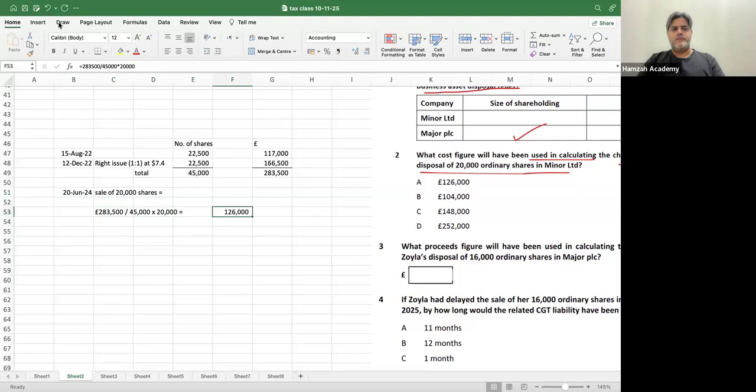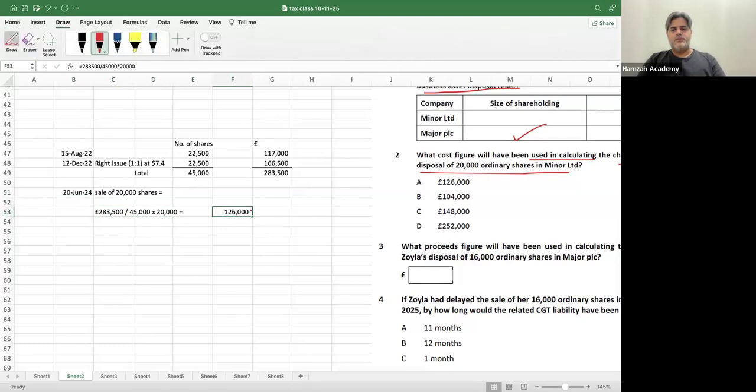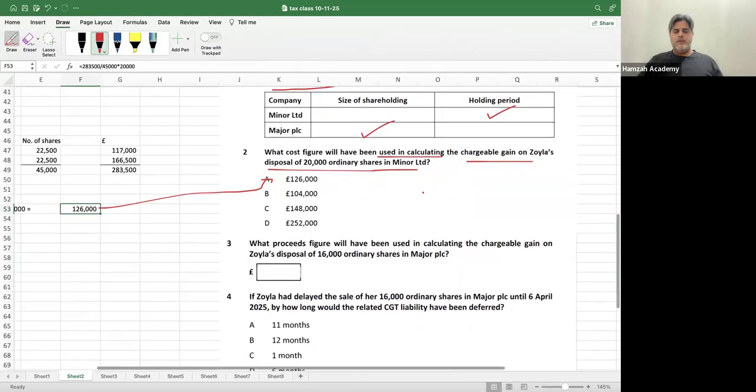126,000 over here. So this 126,000 is going to be my base cost over here, right? Okay. Point number three. What proceeds figure will have been used in calculating the chargeable gain on the Zoila disposal of 16,000 shares in Major PLC?